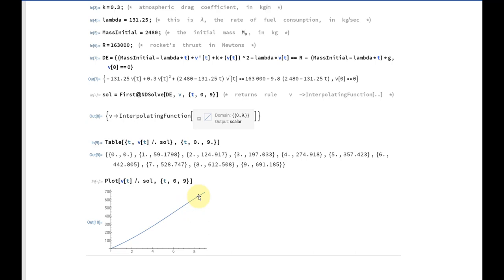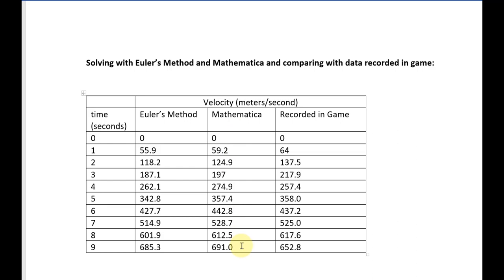So here I have recorded it in this middle column as the result from Mathematica. But I also did this calculation via Euler's method in Excel, and I'll show you that in a second. And I'm comparing it here with the values that I recorded in the game. What happened is I recorded the video, and every second I paused and wrote down the speeds at different times on a piece of paper. So it's sort of dropped off here at 9 seconds compared to what the mathematical model gave, but I think it's somewhere between 8 and 9 seconds the engine cut off. And so that's why it's at about 652 meters per second as I recorded it here.